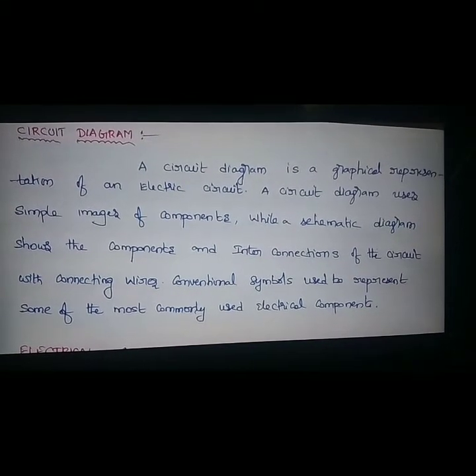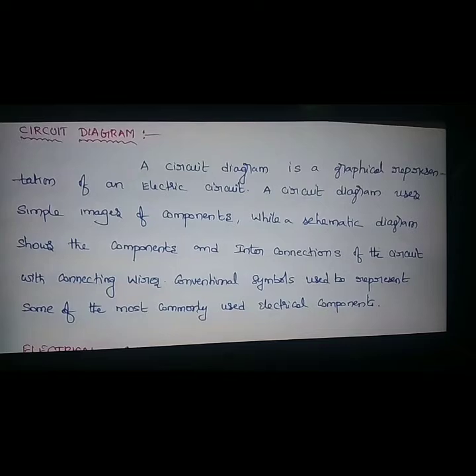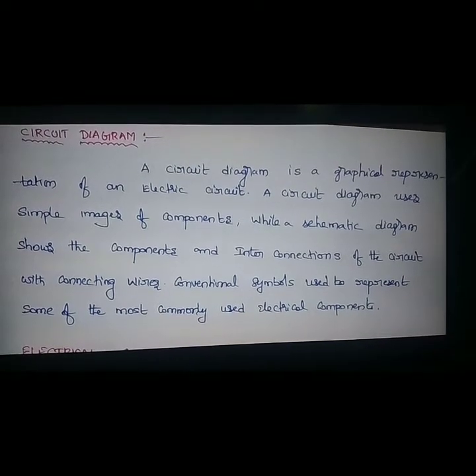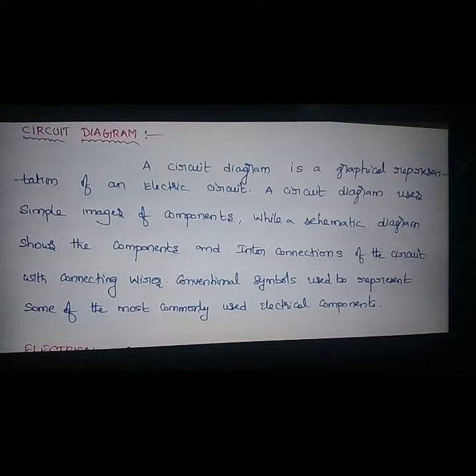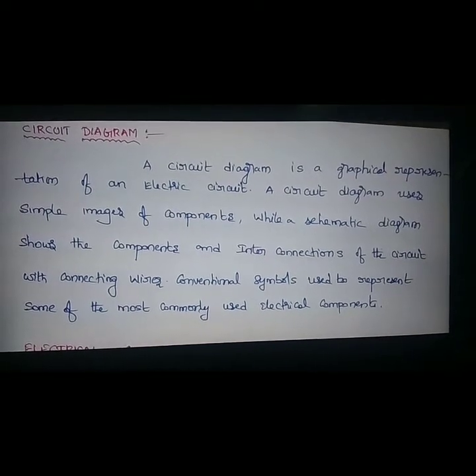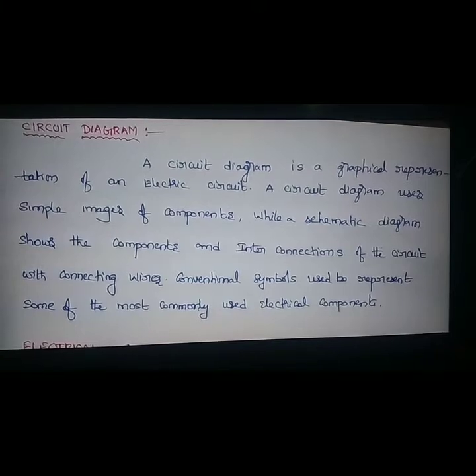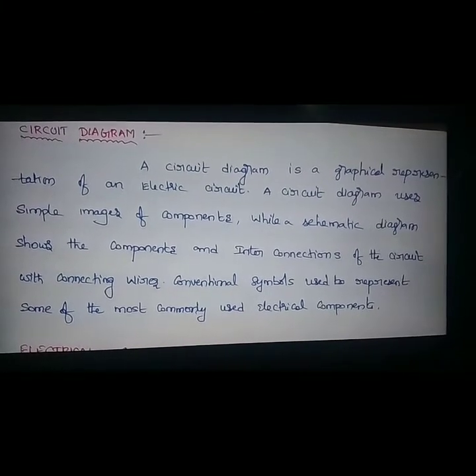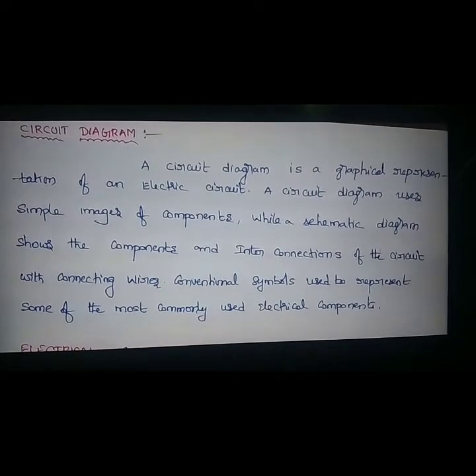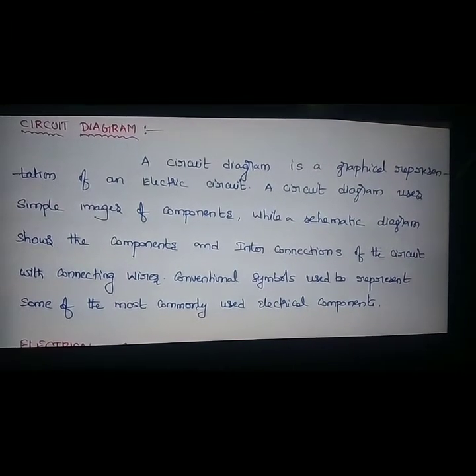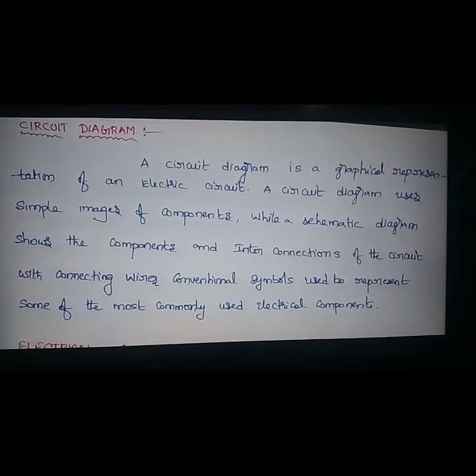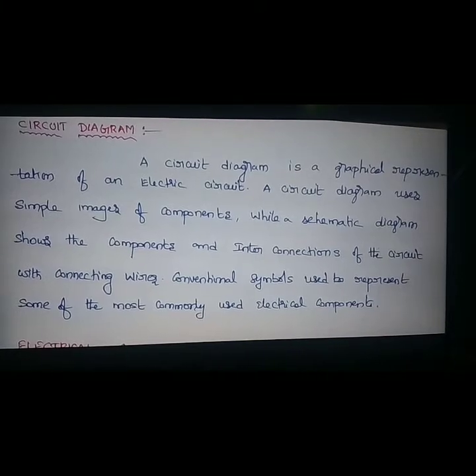Conventional symbols means that whatever electric equipment there is, each has a symbol. Those symbols may be used to represent a circuit diagram. That means in that circuit the symbols show the connection between each one. Then it becomes one block diagram, which may be called a circuit diagram. So some of the most commonly used electric components are given here. Let us see.